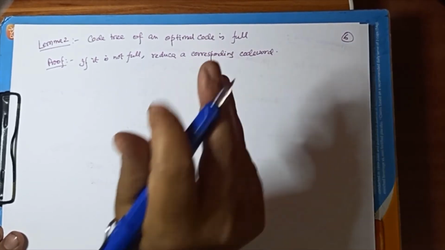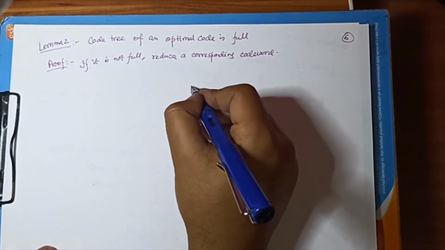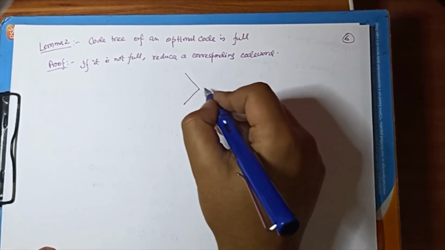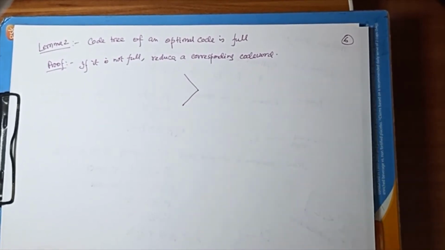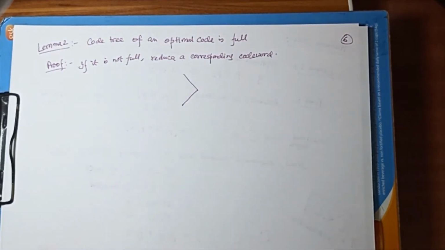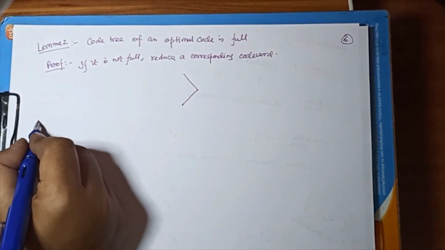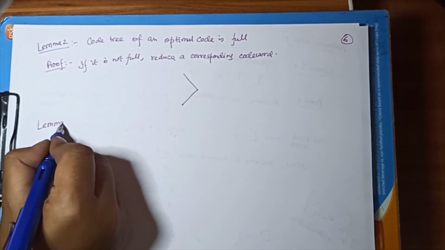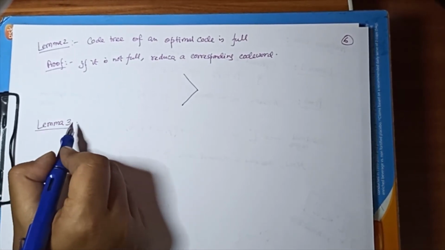Reduce means shorten, basically. So you will get some node like this, where the other branch is not there. You just remove this, that is good enough. The third one is that he observed.